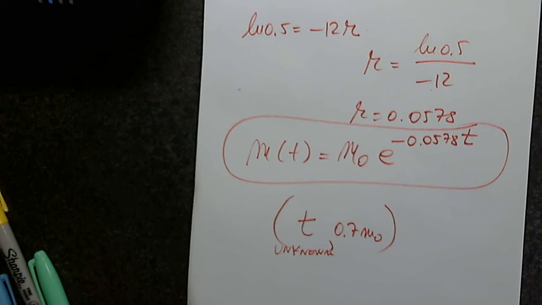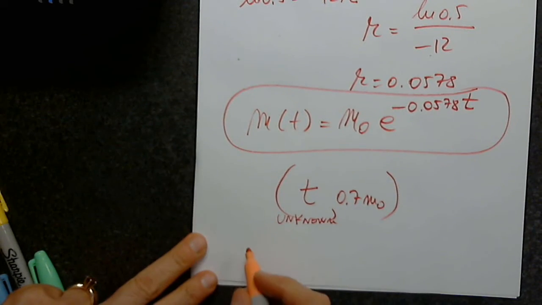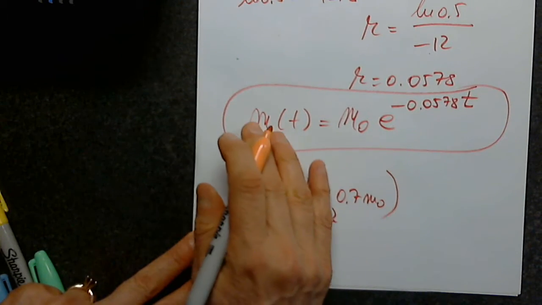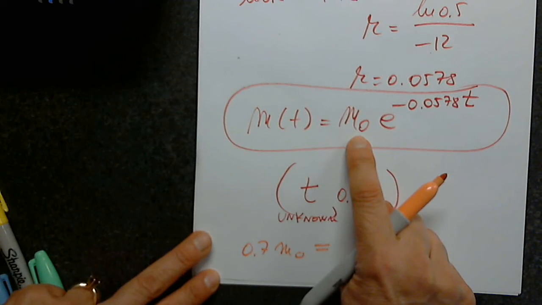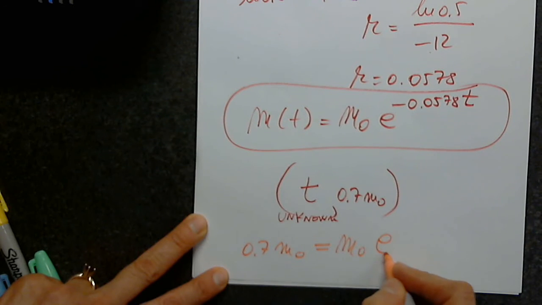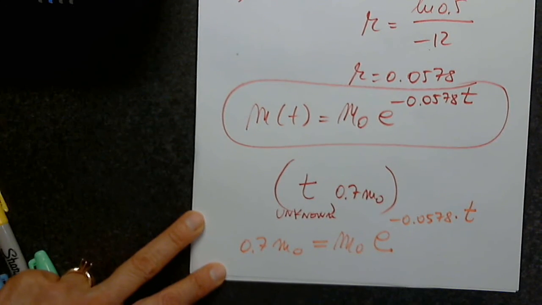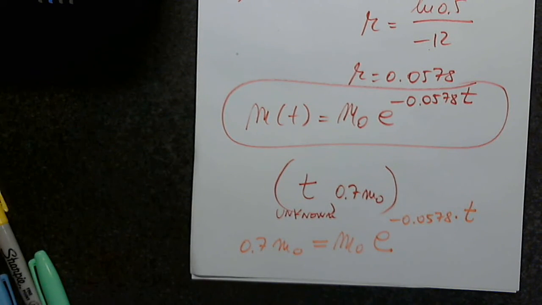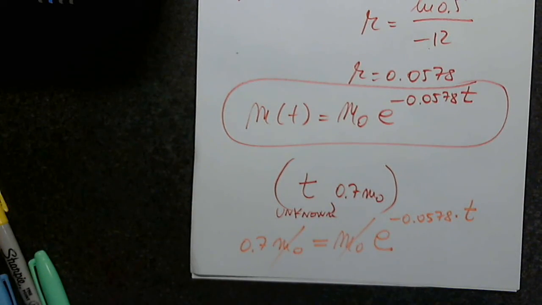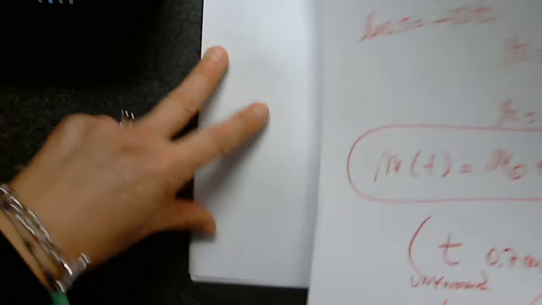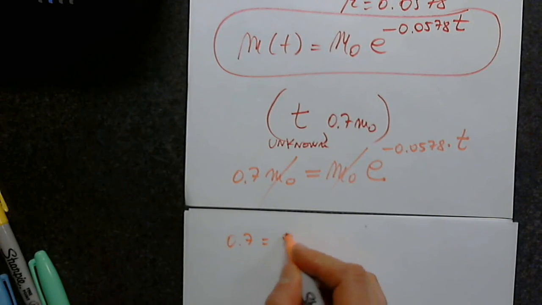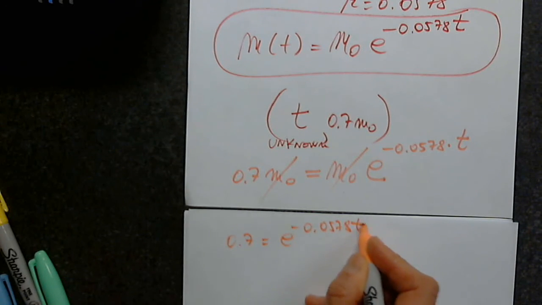Slowly, carefully, how do I put the ordered pair in the model? 0.7 M0 is the left-hand side, equals, I still don't have it, e to minus 0.0578 times t, because I don't have it. Okay, what type of equation is this, and what do I have to do first? I'm not moving M. I am dividing both sides by M0. Very good. Then the equation is 0.7 equals e to negative 0.0578 t.